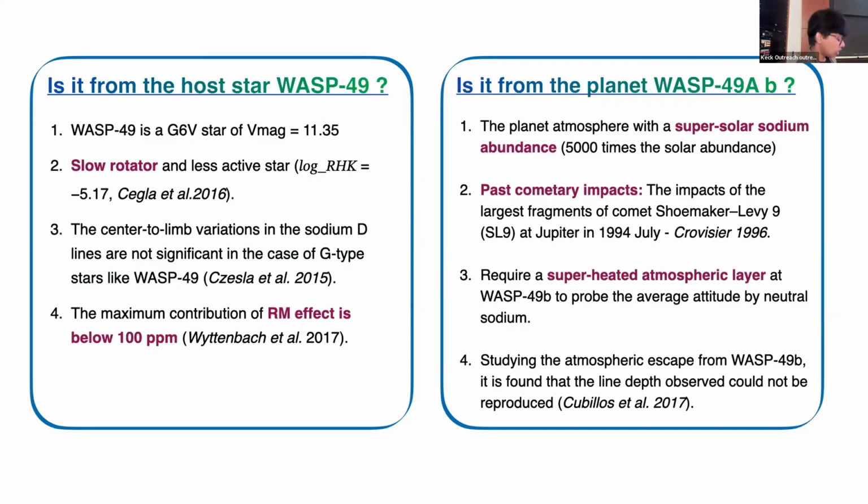The second case is whether it is coming from the planet's atmosphere. As I said, even if the strength of the signal can be explained by maybe a past cometary impact on the atmosphere of the planet, or a superheated atmospheric layer, or a supersolar sodium abundance, still the blue and red shifts we are observing are quite difficult to explain. Even the day-to-night wind circulation can explain a blue shift, but the red shift is not explained.